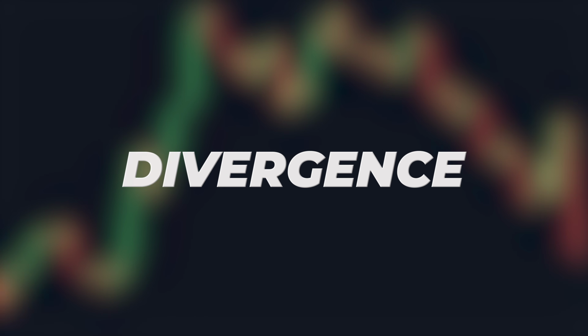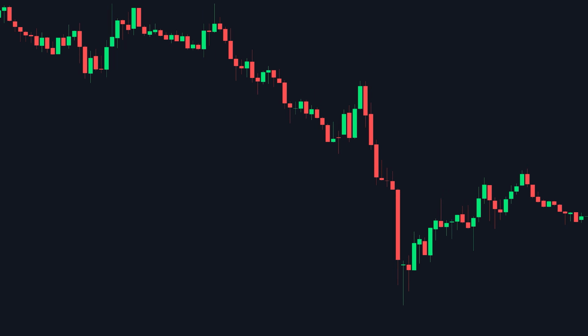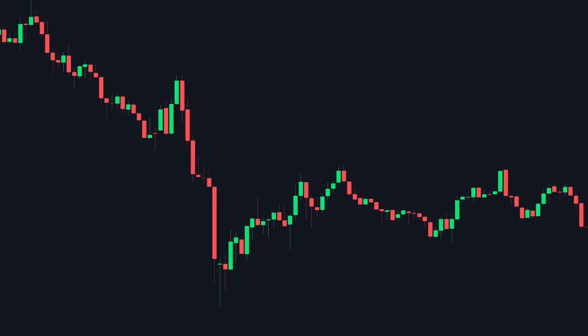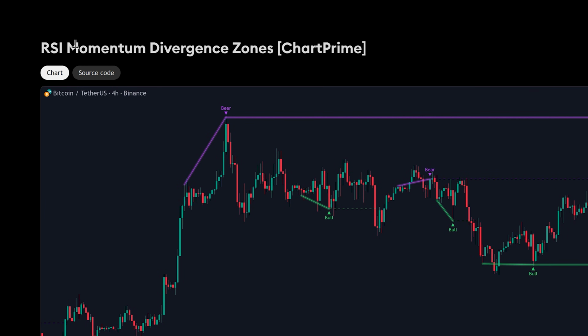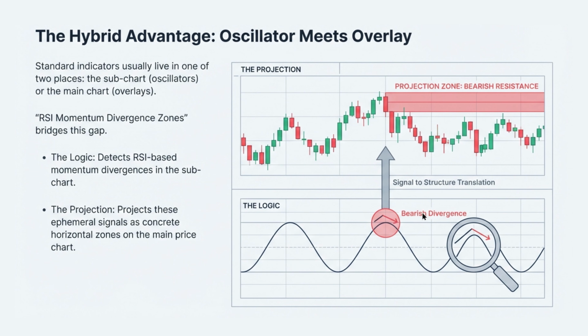The problem is that most divergence tools are either too slow, too subjective, or they leave you staring at a wavy line with no clear level to trade from. That's exactly why we're looking at the RSI Momentum Divergence Zones indicator by ChartPrime. This tool doesn't just detect divergence and call it a day. It takes those momentum shifts and projects them onto your price chart as real horizontal zones you can plan trades around. So instead of guessing, you get clear areas that behave like support and resistance, built from momentum itself.